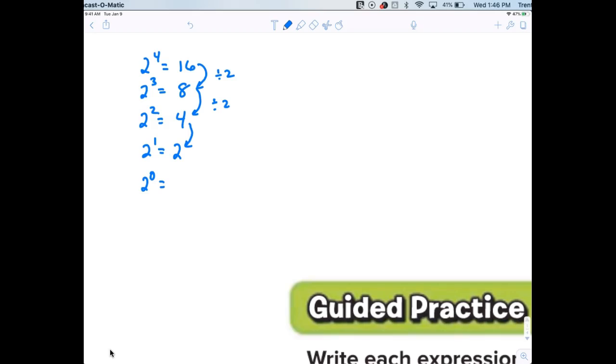I said to get from one step to the other, what are we doing? We're dividing by 2. So then I said, what's 2 to the 0? And everybody said 0, without doing any thinking whatsoever. I tried to warn you. So now, that's how they figured out that anything to the 0 power is what? 1. So now you just learned something. Anything to the 0 power is 1. So, 2 to the 0 is 1.